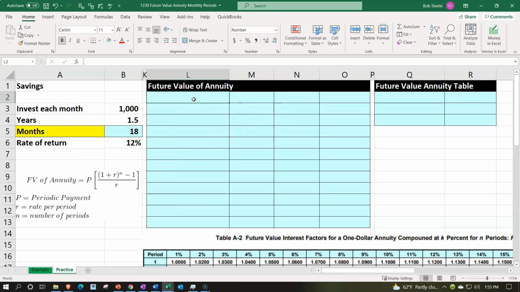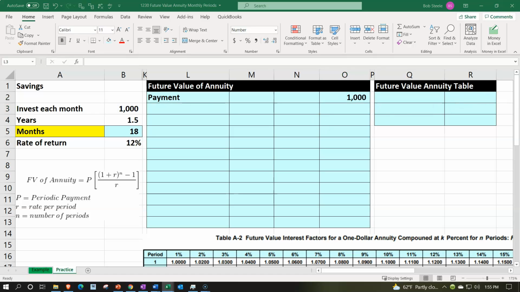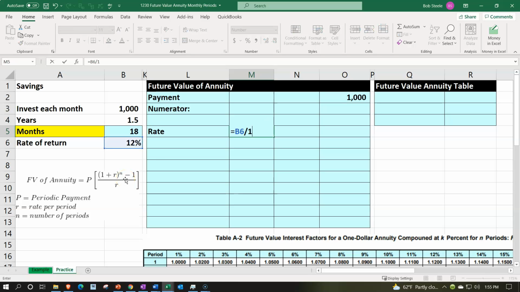Let's do it in our table format. So on the outer column, we got the 1,000. Then we've got the numerator, which is going to be then 1 plus the rate. So we're right here. The rate is going to be equal to the 12%, but we're dividing it by 12 for the monthly rate, making that a percent. Home tab, number group, percentifying it, 1%.